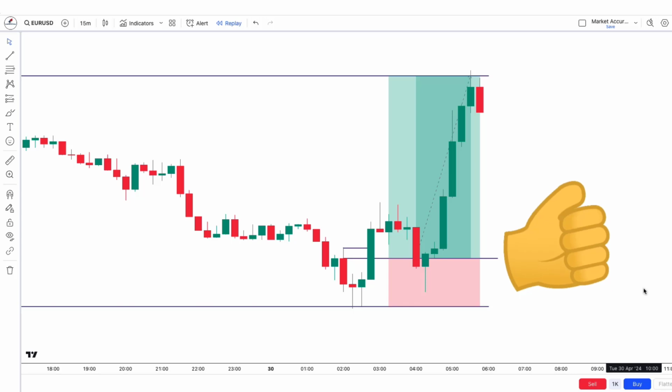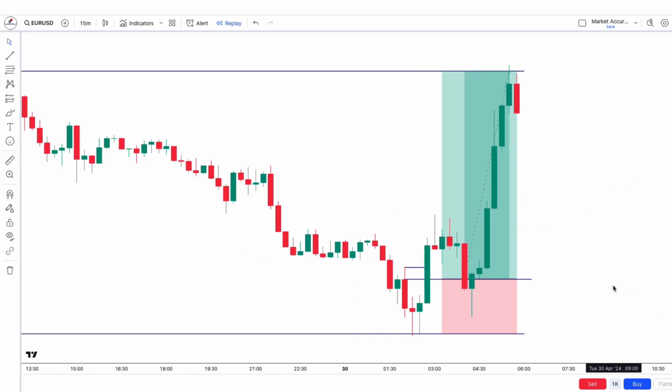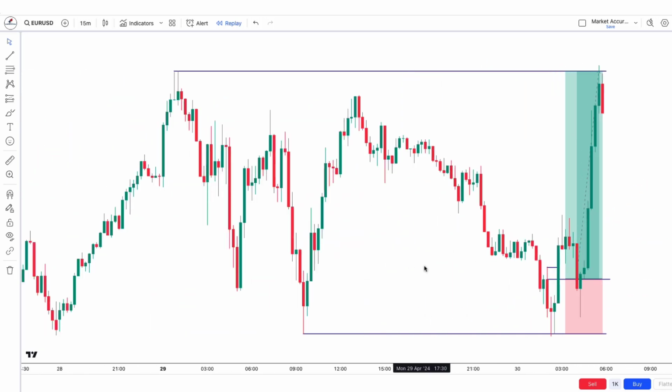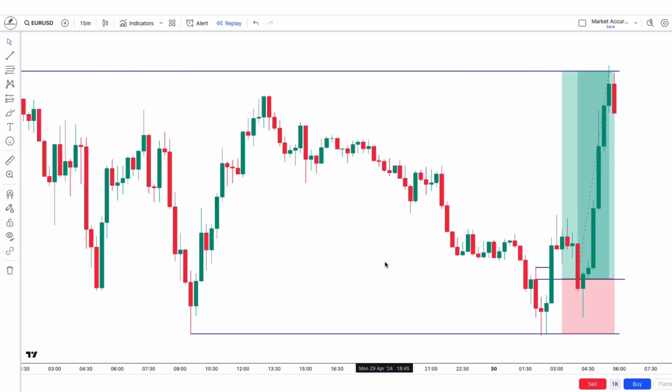Look at this beautiful price delivery. We had a beautiful entry, and the target was achieved. Let's move on to the next example.